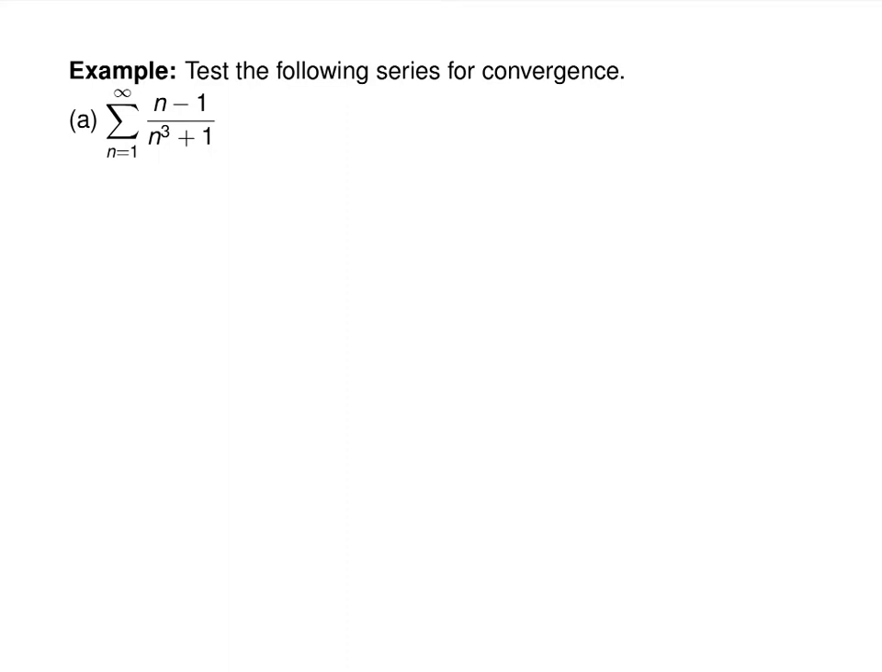Okay, so this one. So first of all, I don't see any -1 to the n, so it's not the AST. Test for divergence tells me the limit of the terms is 0, so well, we're stuck testing something. And one time the ratio test will always fail is if you have a ratio of polynomials. So the ratio test is no good in this case. Now I would say this looks a lot like 1 over n squared. So we are going to use the limit comparison test.